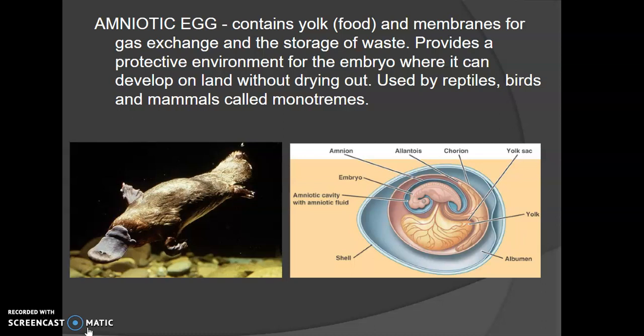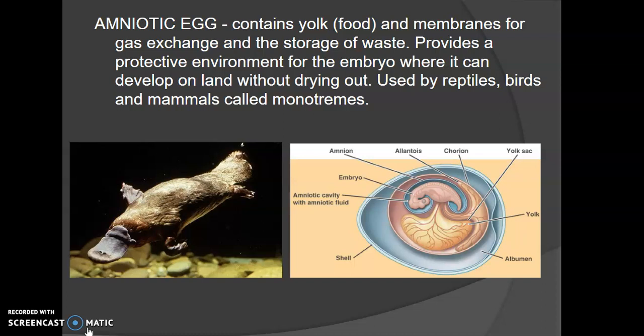Only one kind of mammal uses an egg, but there are other animals like reptiles and amphibians that use eggs as well. And some of these eggs are amniotic eggs. And so when you're eating eggs for breakfast, those are amniotic eggs. They contain yolk, which is the food for the developing baby, and membranes inside. You can look at the picture and see that for gas exchange, oxygen and carbon dioxide, and for storing waste. This is also like a little private pond. It provides a protective environment for the embryo, the baby, where it can develop on land without drying out.